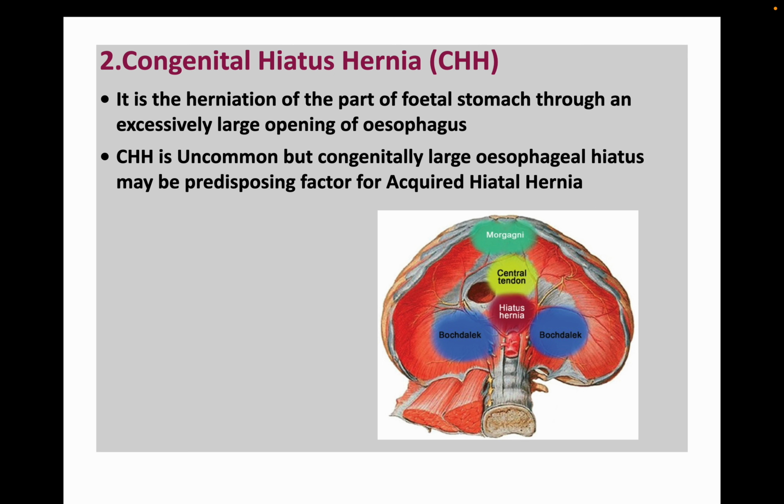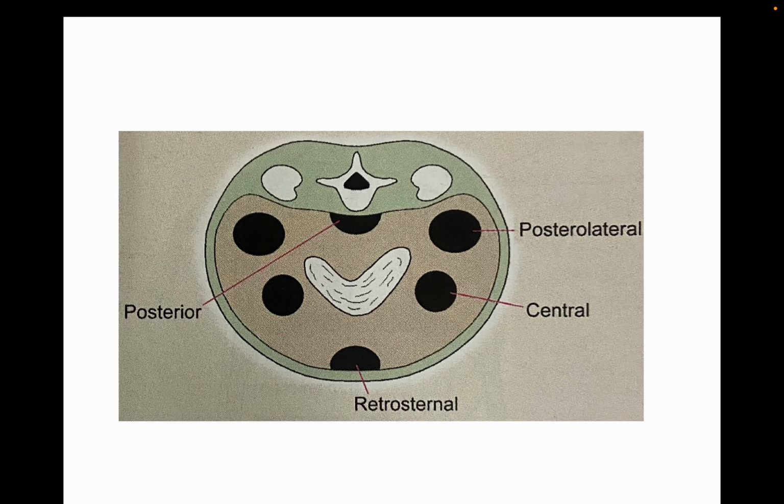Now coming to the next pathology, that is congenital hiatus hernia. It is the herniation of part of the fetal stomach through an excessively large opening of the esophagus. This congenital hiatus hernia is uncommon, but a congenitally large esophageal hiatus may be a predisposing factor for acquired hiatal hernia. This is in the center, you can see. The dorsal and ventral mesentery of the esophagus is contributing to this portion. So if any defect is there, that leads on to this congenital hiatus hernia.